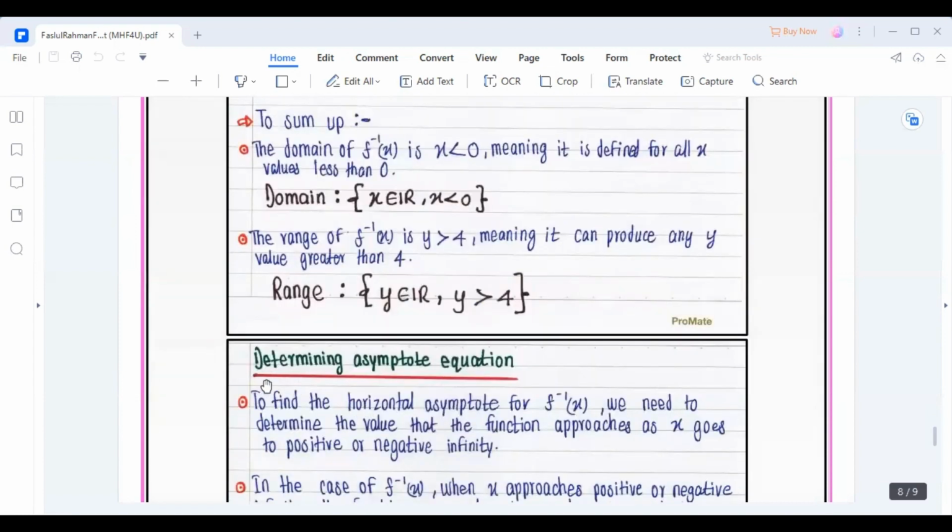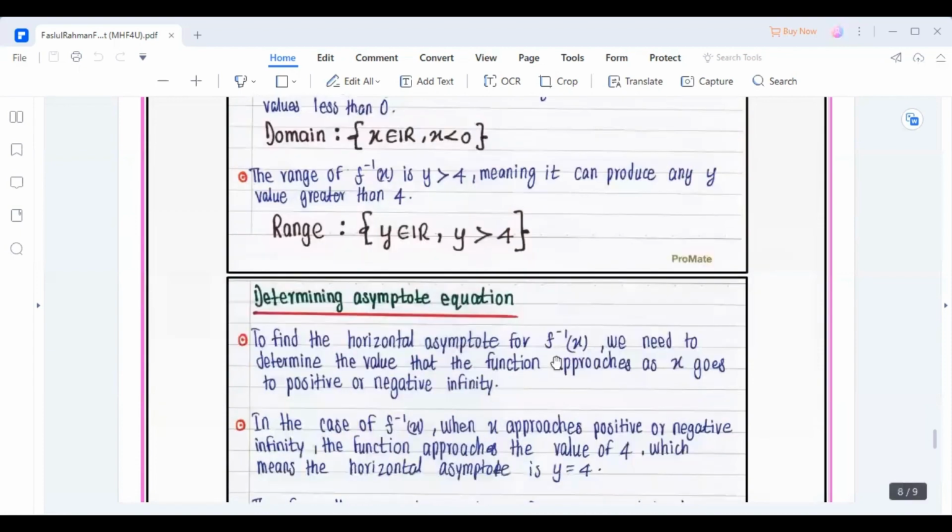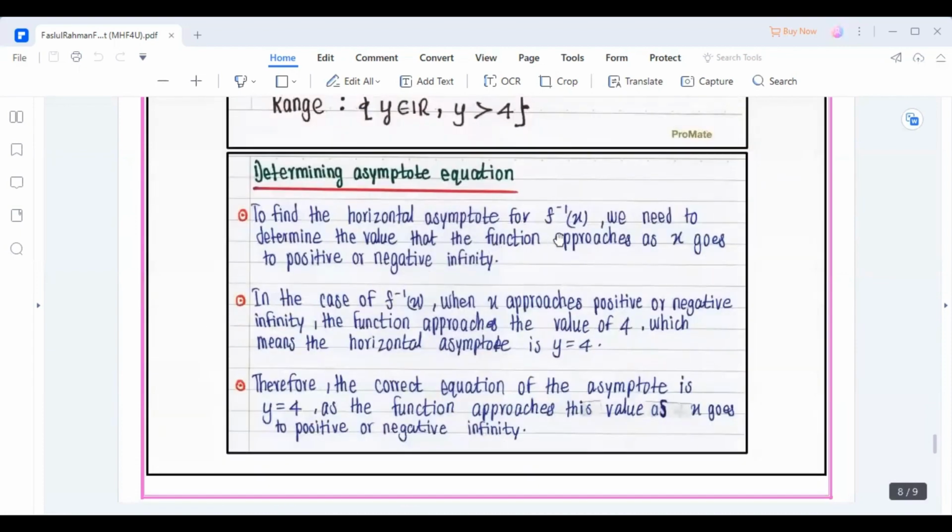So here we will look at how to determine the asymptote equation. To find the horizontal asymptote for f inverse x, we need to determine the value that the function approaches as x goes to positive or negative infinity. In the case of f inverse x, when x approaches positive or negative infinity, the function approaches the value of 4, which means the horizontal asymptote is y equal 4. Therefore, the correct equation of asymptote is y equal 4, as the function approaches this value as x goes to positive or negative infinity.